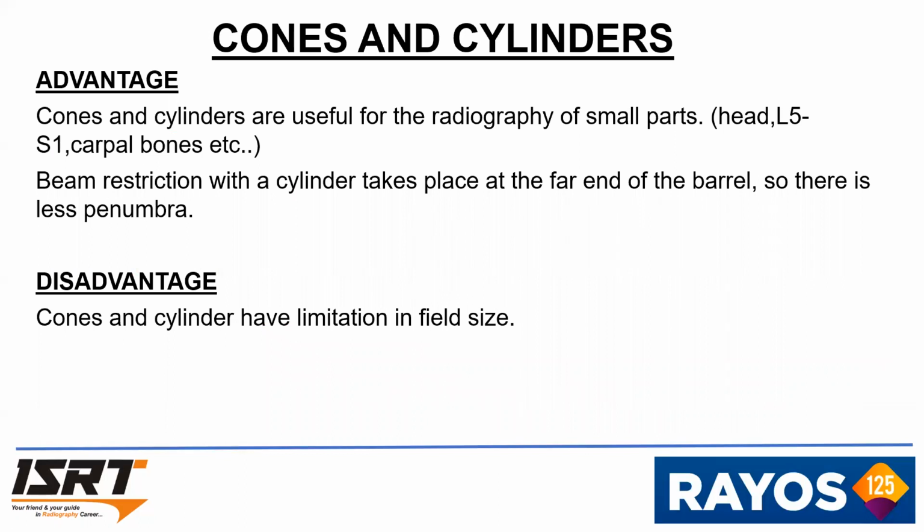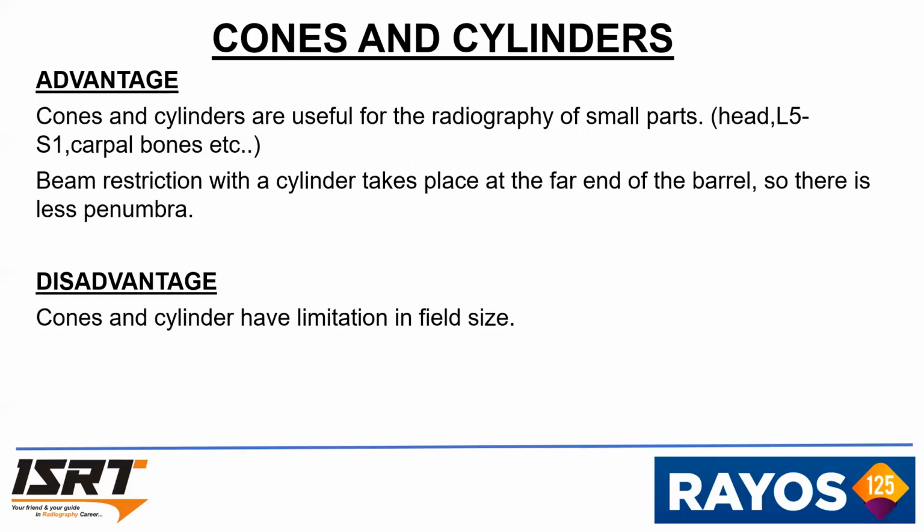And what is the advantage of using cones and diaphragms? Basically, cones and diaphragms are useful for radiography of small parts like the pituitary, petrous air cells, or the TM joint. When we move to other areas like the spine, we can focus on specific areas like L4, L5, or L5-S1. That kind of area we can focus on with cones and diaphragms, as well as carpal bones and all those small areas.